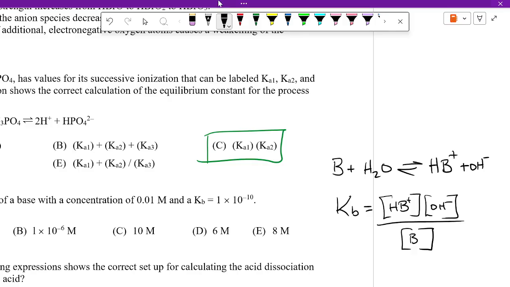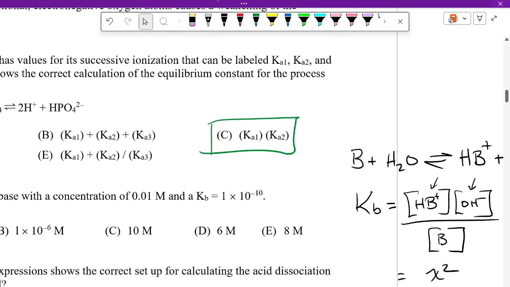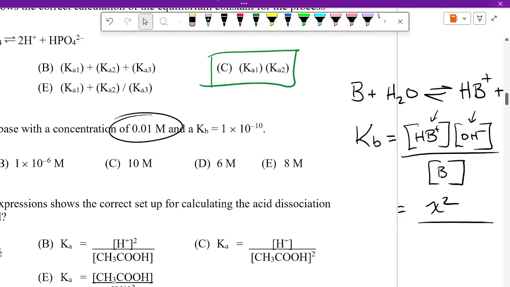Now, I am skipping the RICE table. If you feel uncomfortable with me skipping it, let me know. But I'm going to say that these 2 are equal to x, so that gives me x squared over B. On a multiple choice section, hell yeah. Not on written. On written, you write everything out, okay? So the concentration of the base is 0.01. Is it really 0.01 minus x? Yes, but we're going to assume the x is insignificant.